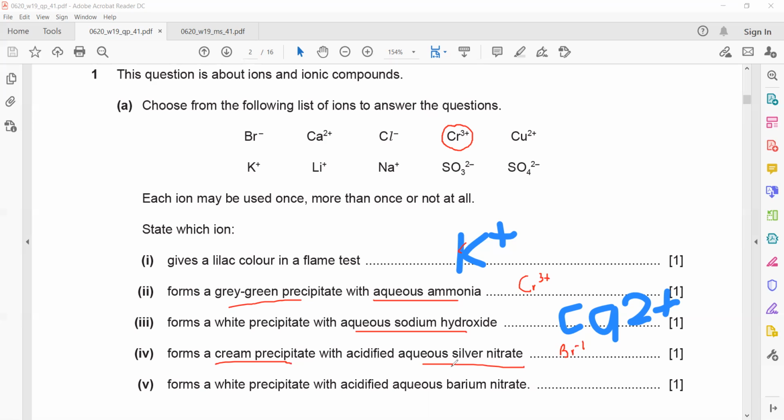Forms a white precipitate with barium nitrate. So which one forms a white precipitate with barium nitrate? The last one is sulfate, SO4.